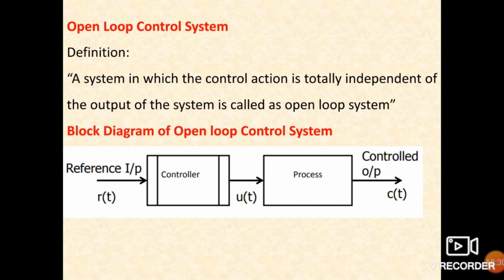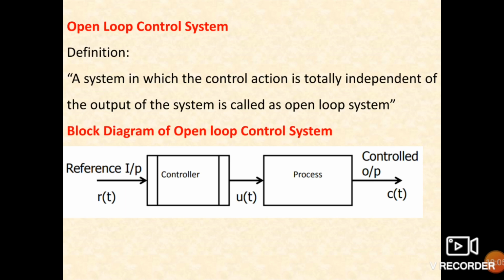And what is the purpose of the process? This process is also known as the plant. What is the purpose of the process? It is used for performing the desired function of the system. We have seen that the purpose of a fan is to generate airflow. So that operation, generating airflow by the fan, is done by the process element. The controller element will control the input signal given to the system.